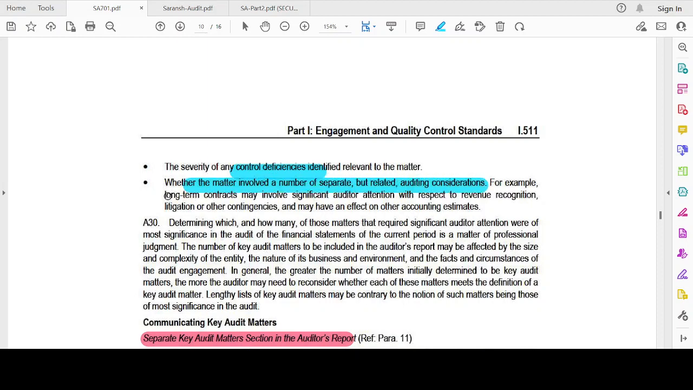For example, long-term contracts may involve significant auditor's attention with respect to revenue recognition, litigation, or contingency. If I have a long-term contract, I have to check whether it is proper in all the legal aspects, whether the related revenue has been duly recognized, whether liability has been created. So those things have to be taken care of.